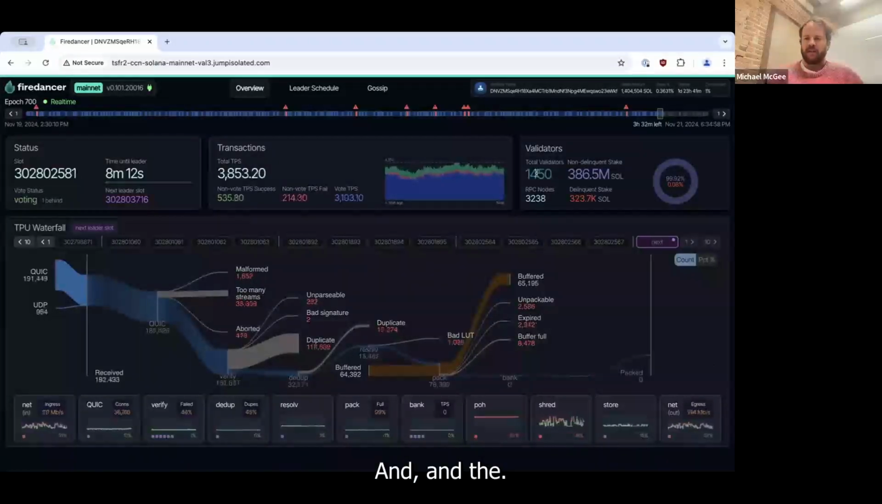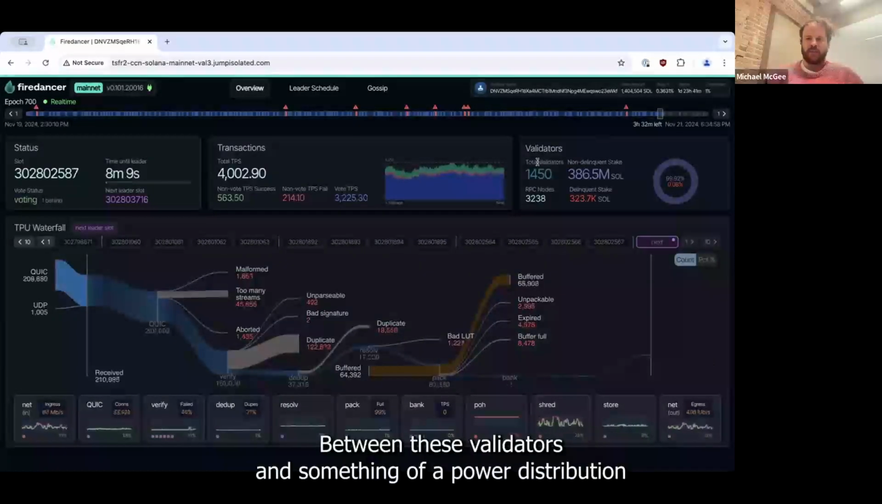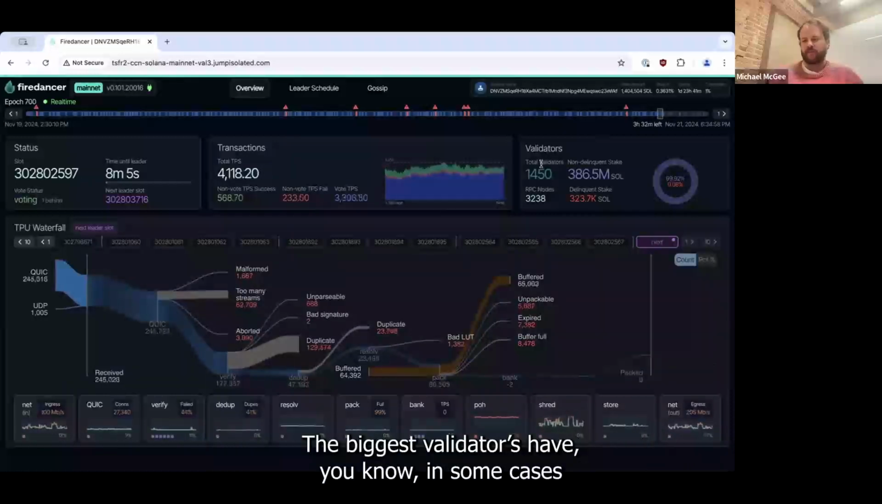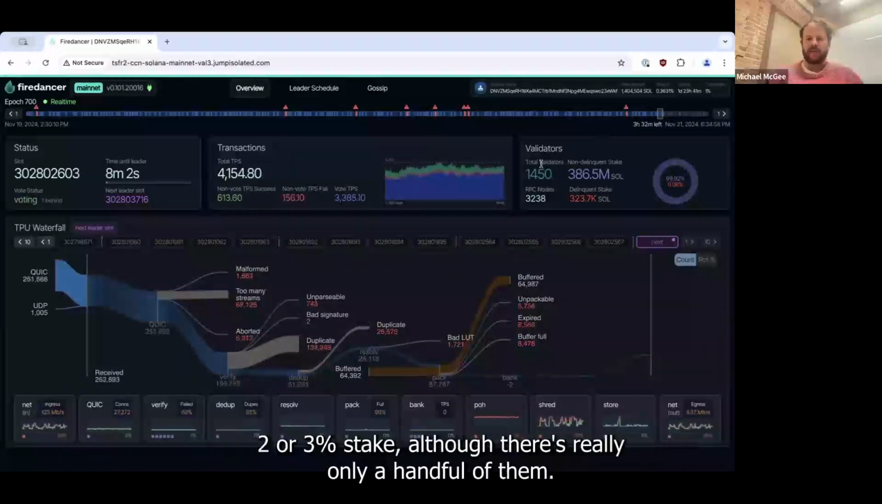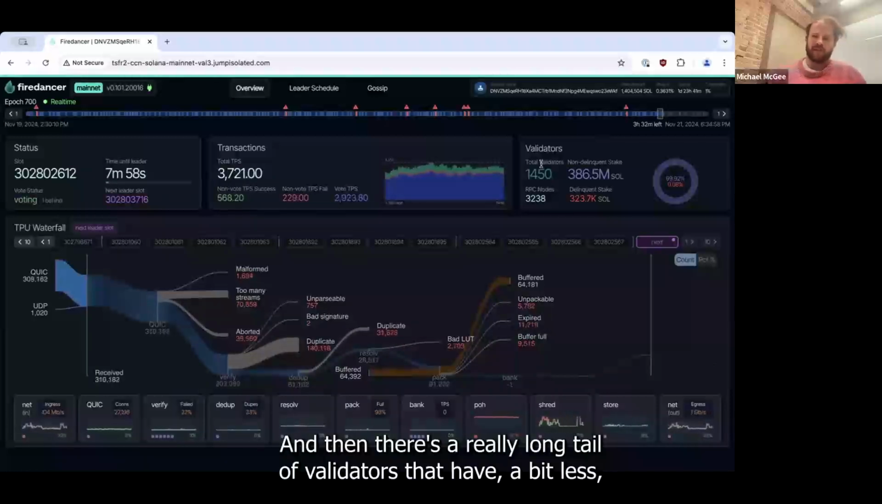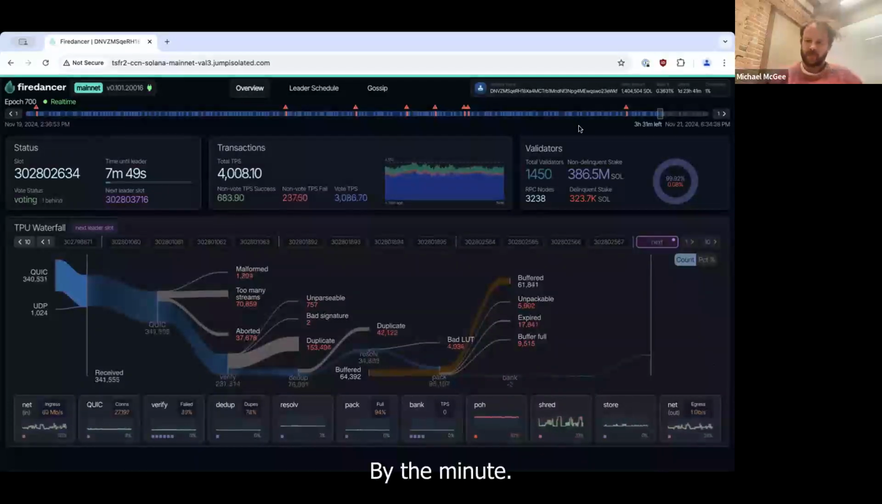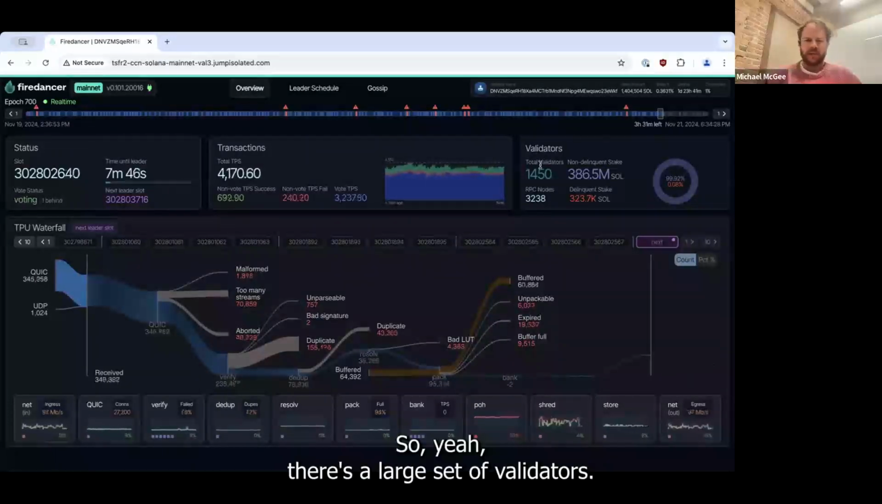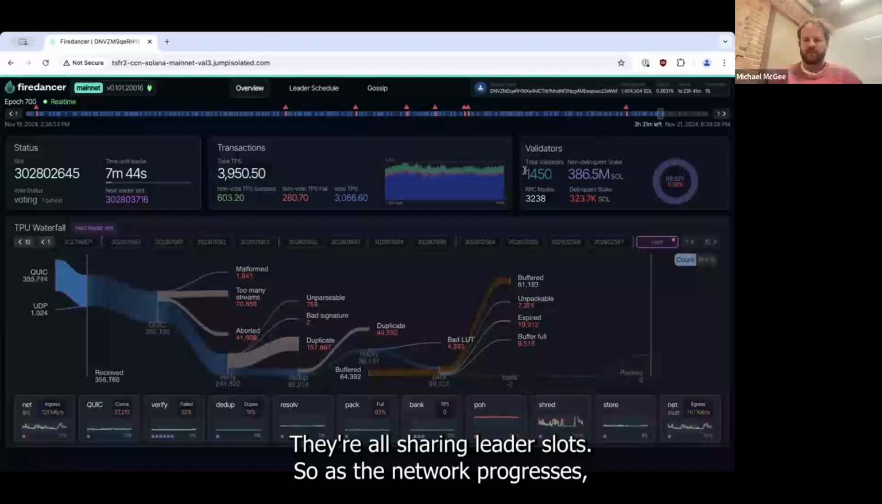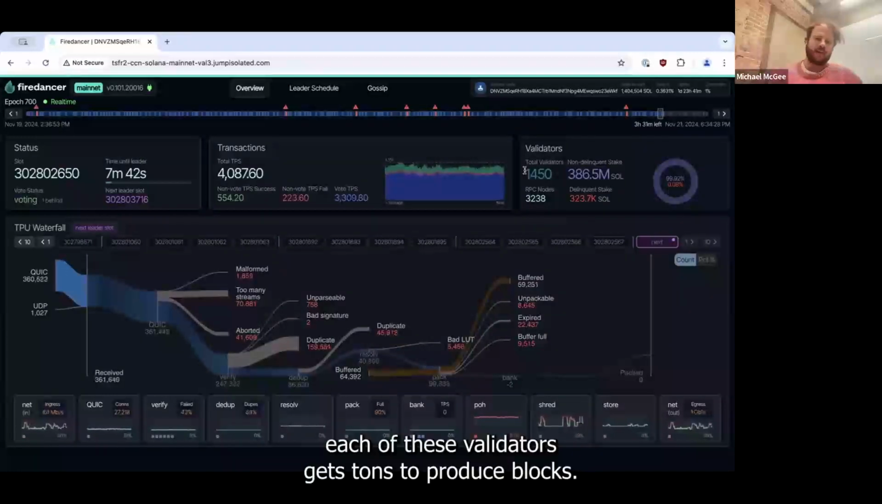And the stake is split between these validators in something of a power distribution, right? The biggest validators have, in some cases 2 or 3% stake, although there's really only a handful of them. And then there's a really long tail of validators that have a bit less, 0.5 or 0.36 as our validator does, or much, much less in some cases. So yeah, there's a large set of validators. They're all sharing leader slots. So as the network progresses, each of these validators gets turns to produce blocks.